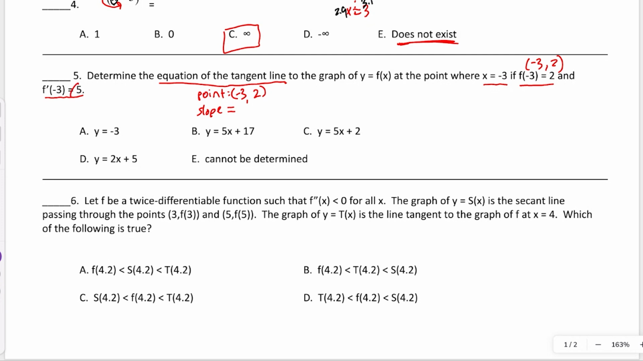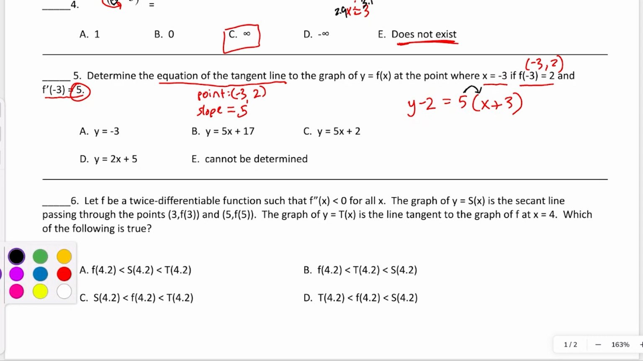And you don't have to find that either. They actually give it to you. It's 5. So my equation is going to be y minus 2 equals 5 times x plus 3. That's the point slope form of the linear equation. But you'll notice that none of these answer choices are in point slope form. They're all in slope intercept form. So we're going to have to simplify this a little bit. I'm going to distribute the 5, and that'll give me y minus 2 equals 5x plus 15.